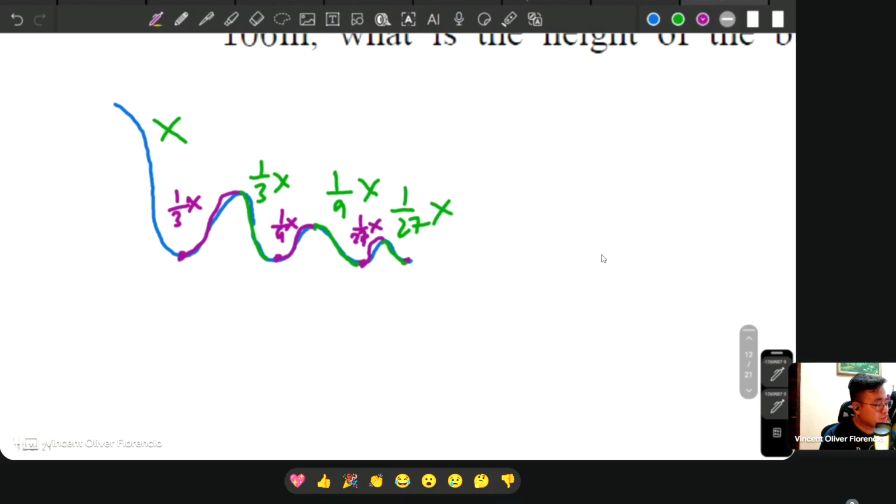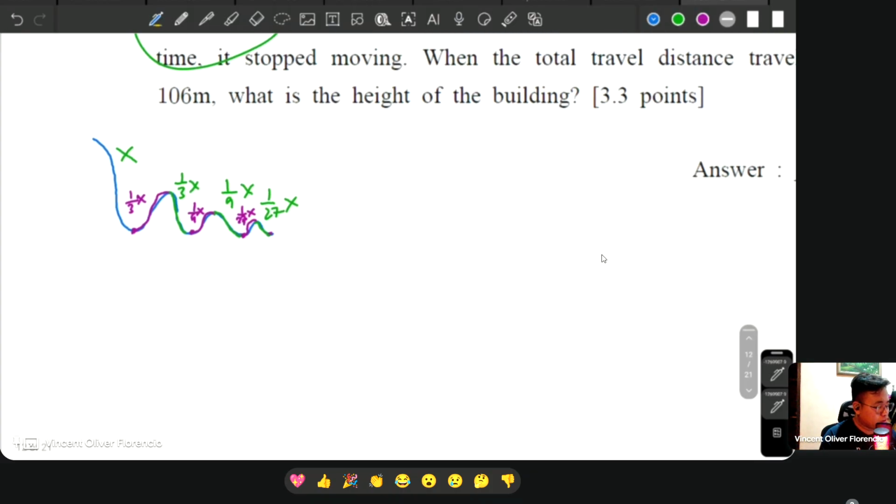That means to say that this is going to be what? x plus 1/3 plus 1/3 is 2/3, plus 1/9 plus 1/9 is going to be 2/9x. This one times 2 also, it's going to be 2/27x. And the equation so far is equal to what? 106.